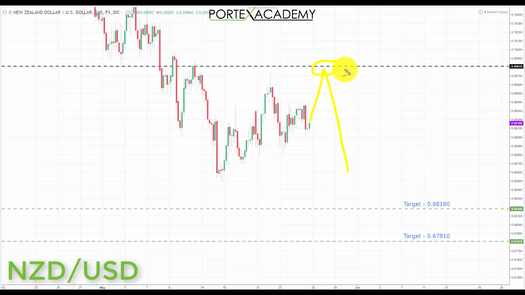And if we start to get this kind of price action, we get a pullback into this area, we're going to be looking to initiate shorts down towards the first target and the first key area of support to the downside at 0.68180. And if we can get a breakthrough here, we're going to be looking down towards target 2 and the next key area of support to the downside, the 0.67810.